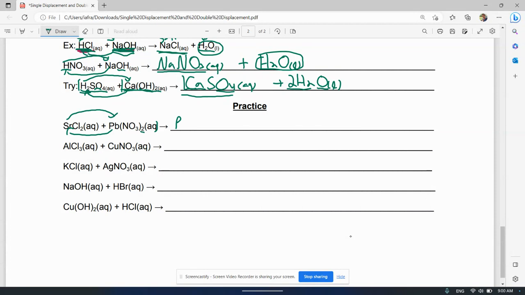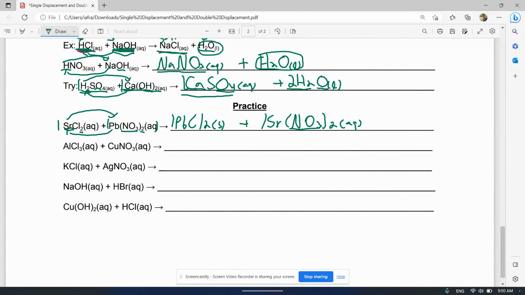It's lead 2. So we have PbCl2 plus strontium 2 with nitrate. And you're going to crisscross strontium 2 plus with nitrate 1 minus, and you get Sr(NO3)2 here. And remember the rule, nitrates are soluble, so they will be aqueous, and the other one must be the precipitate, the solid. Then you can check to make sure it's all balanced. It looks like everything is balanced here, so we are good to move on to the next one.